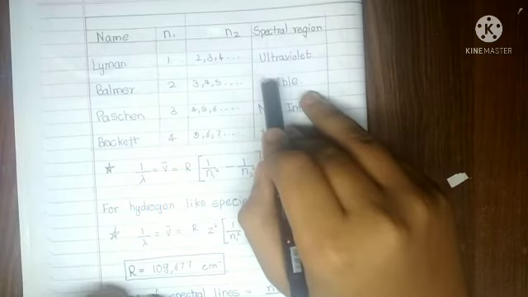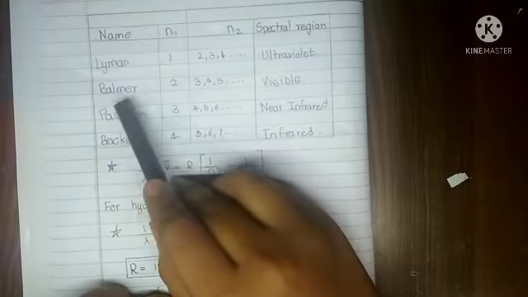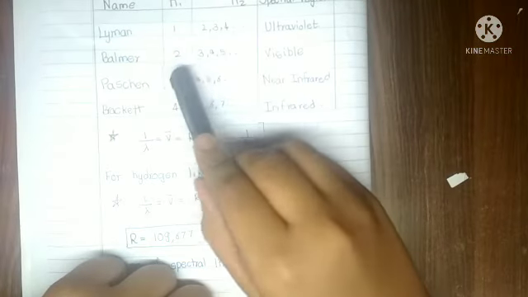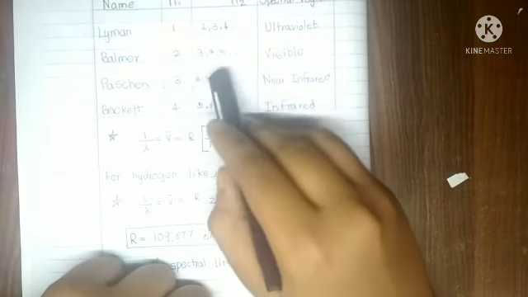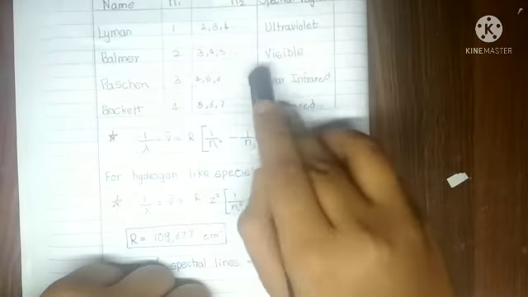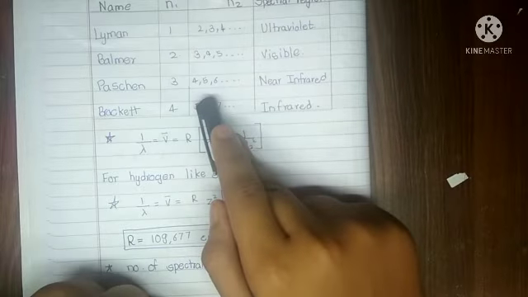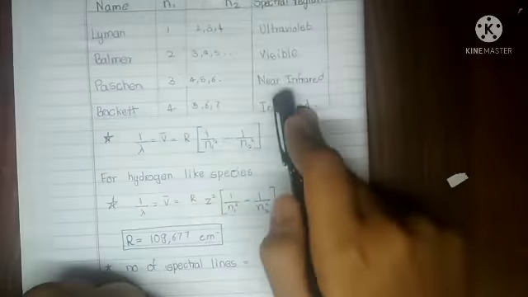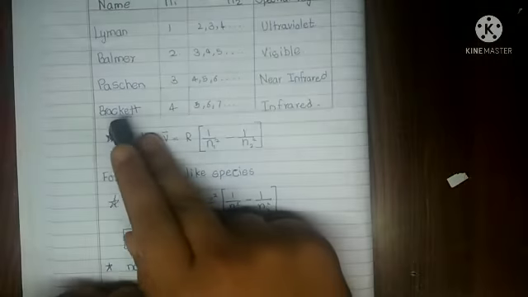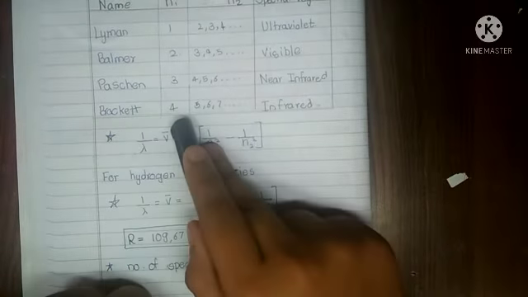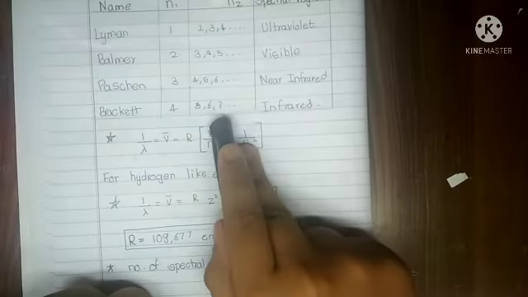This spectrum belongs to ultraviolet. Balmer series. There n1 is equal to 2 and n2 is equal to 3, 4, 5 ... Spectral region is visible. Paschen series. n1 is equal to 3, n2 is equal to 4, 5, 6 ... Spectral region near infrared. Brackett series. n1 is equal to 4 and n2 is equal to 5, 6, 7 ... and spectral region is infrared.